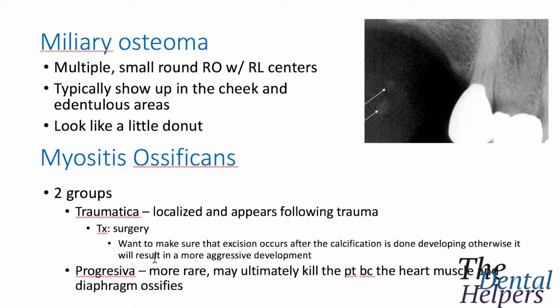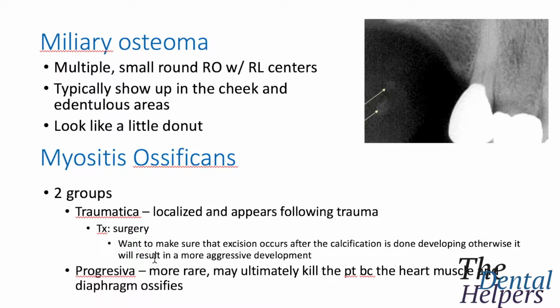Myositis ossificans has two groups. It has traumatica and progressiva. Traumatica is localized and appears following trauma. Treatment is going to be surgery. You want to make sure that you wait until the calcification is done doing its job. Once you see that there's no additional growth, you take radiographs over time to see that it's not continuing to grow. At that point, you surgically remove it.